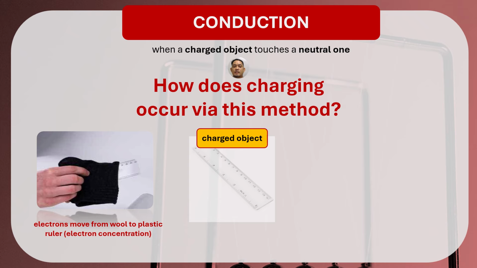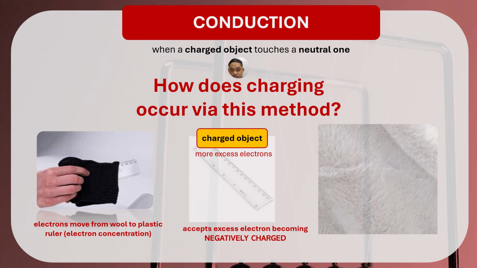Remember, by definition, conduction is when a charged object is touched with a neutral one. So let's take an example. The ruler is our charged object. It's negatively charged because during triboelectric charging, the electrons from the wool transfer to the ruler, making it more negative. So it's a negatively charged object, and there is already an existence of charge. We are going to touch this charged object to a neutral object, a rabbit fur cloth.